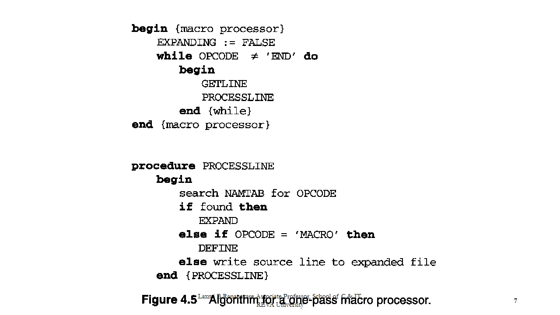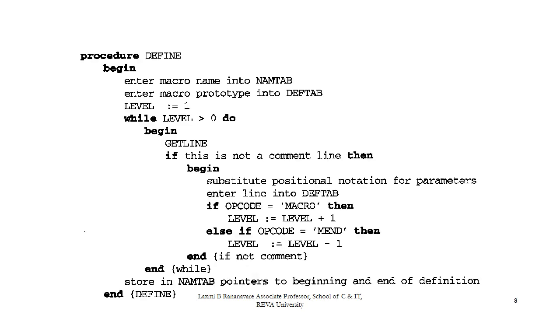If the opcode is not equal to name tab, and if the opcode is equal to macro, then you have encountered a macro definition, and we have to define that macro in the definition table. And third, if it is neither a macro nor the name of a macro, then we are going to write that source line into the expanded output.